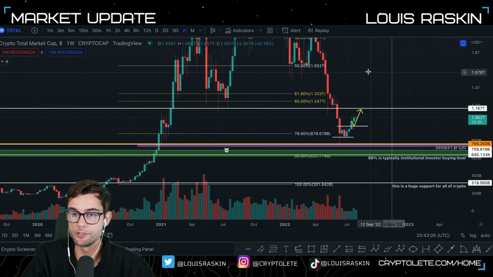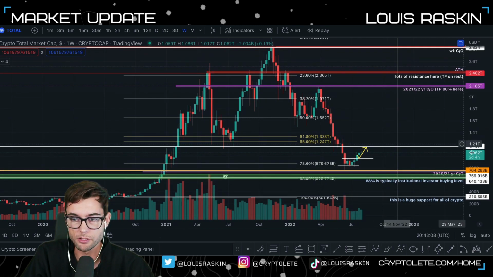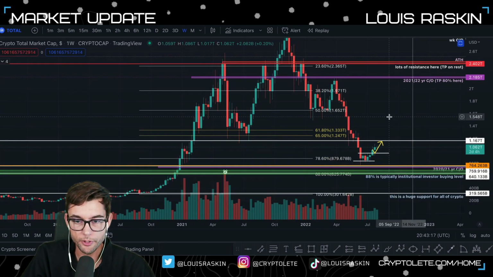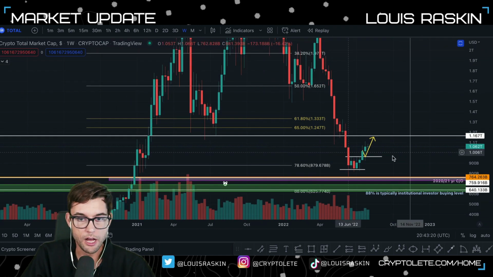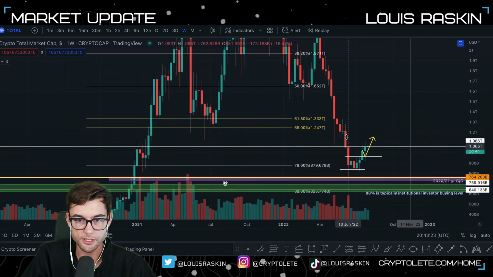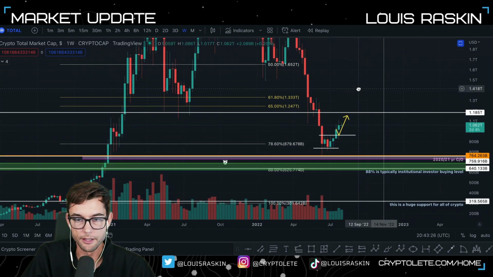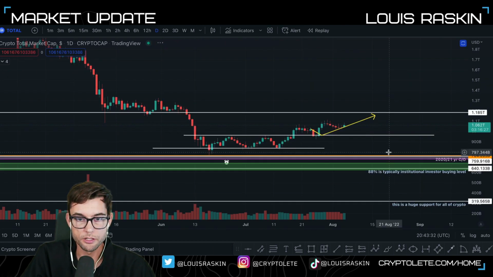So let's just move on to support and resistances, because I'm spending way too much time on Fibonacci. If we look at the support and resistance levels, obviously the clearest resistance level is right there, and the support resistance is down here for the total market cap. Let's go to the daily.